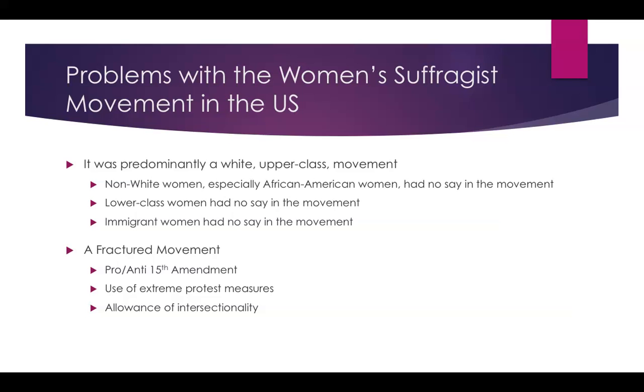Another disagreement was the use of extreme protest measures, whether or not picketing was acceptable, whether or not strikes and violence were acceptable. And then another fracture in the movement was the allowance of intersectionality, again referring to different races and classes in the movement.